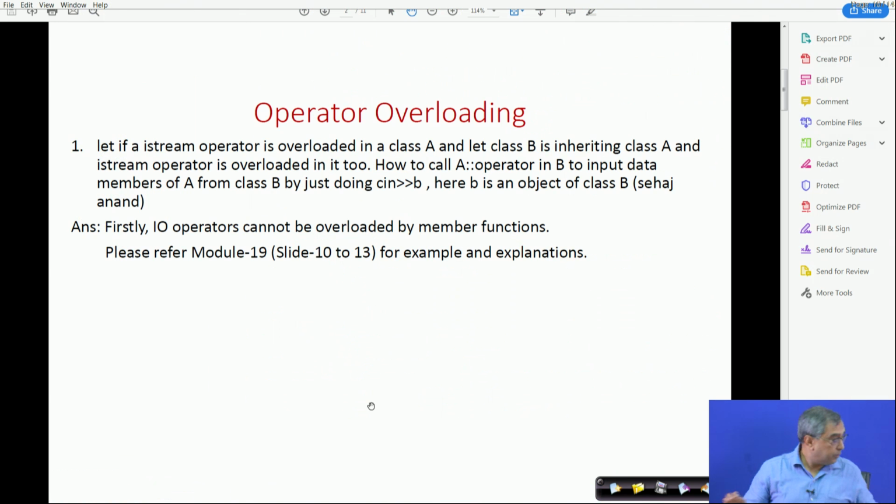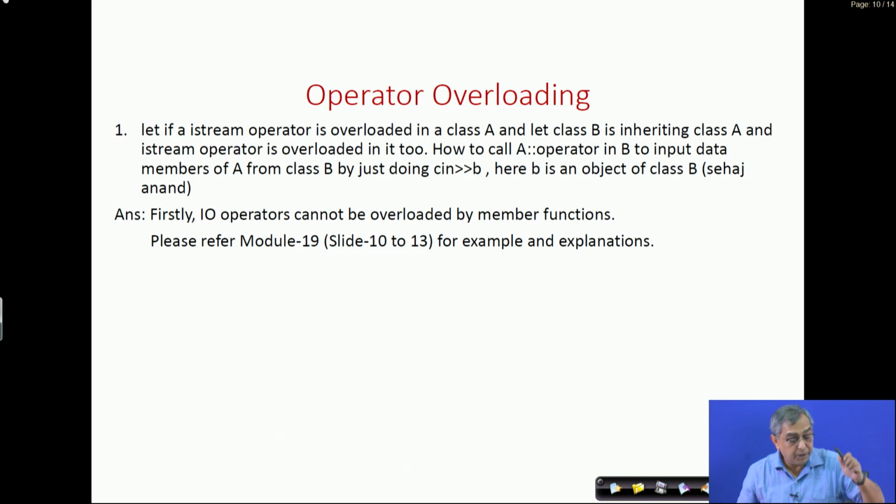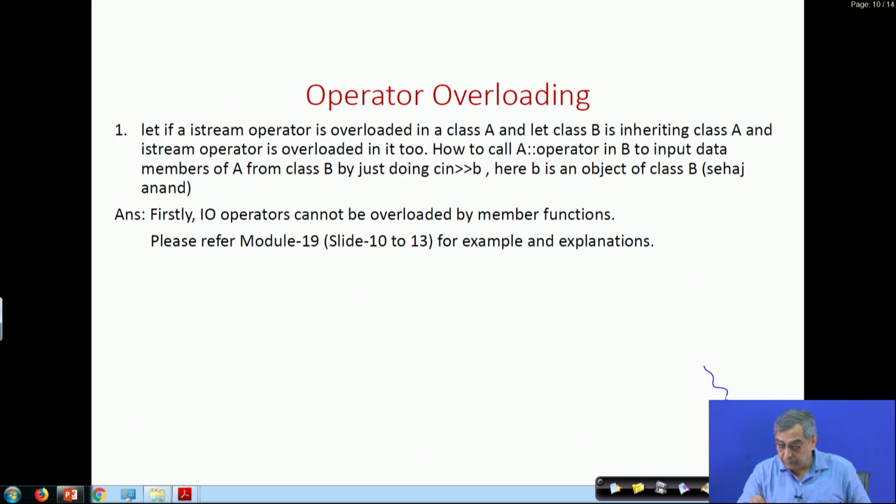Here is the original question from Sehaj. So, you are saying that the istream operator is overloaded in class A. So, class A has some operator to be able to read from the istream, that means to be able to read from cin, and then class B inherits from that. So, class B has this, so it should also be able to do it from cin.